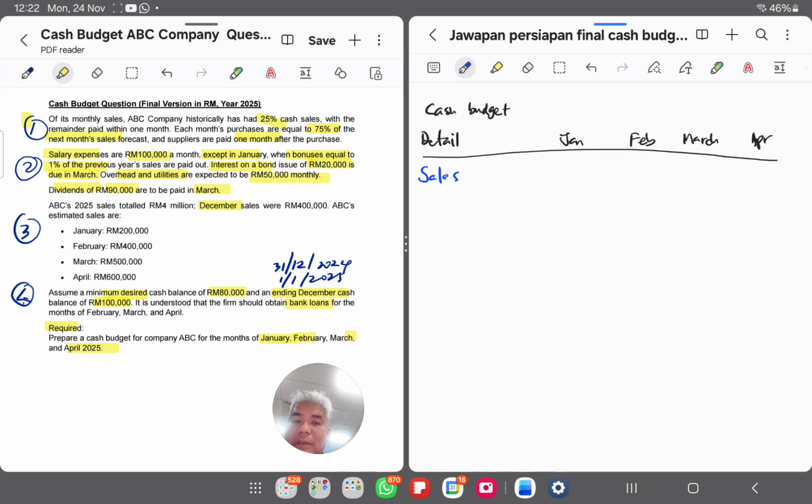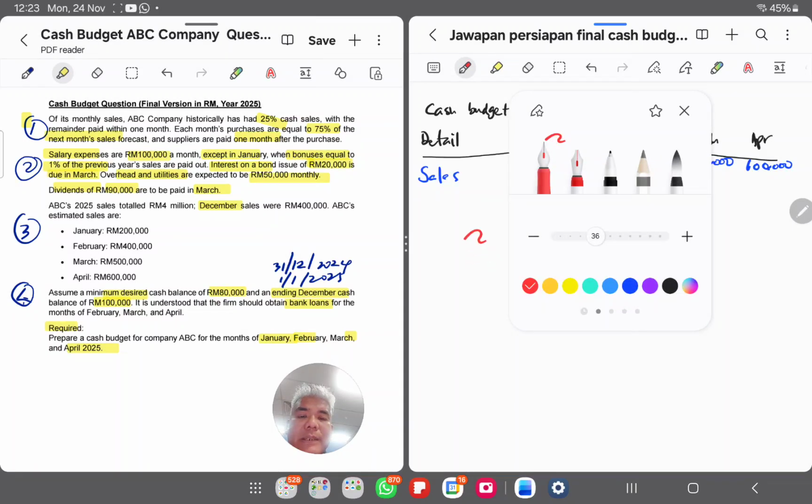So the sales in January is 200,000. February is 400,000. March is 500,000. April is 600,000. So we assume this is considered as A.